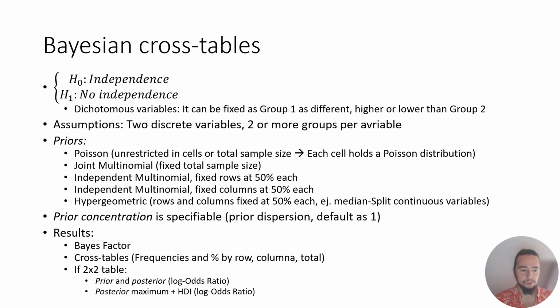whatever you choose as the prior, you can specify the prior concentration parameter. This is basically the informativeness of the prior. The default is 1, but you can increase it. So the results will be a Bayes factor, also the cross table with the percentages and frequencies if you want. And also, if you have a 2 times 2 table, you can have a prior and posterior plot with the credible intervals and maximums, okay?